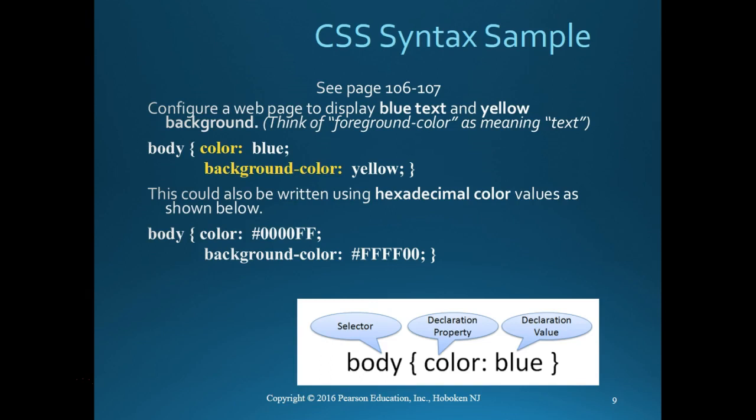So in the handout I gave you, pages 106 and 107 are those first 2 pages. And we're going to start just looking at that and kind of working through it. So if you wanted to configure a web page that had blue text and a yellow background.